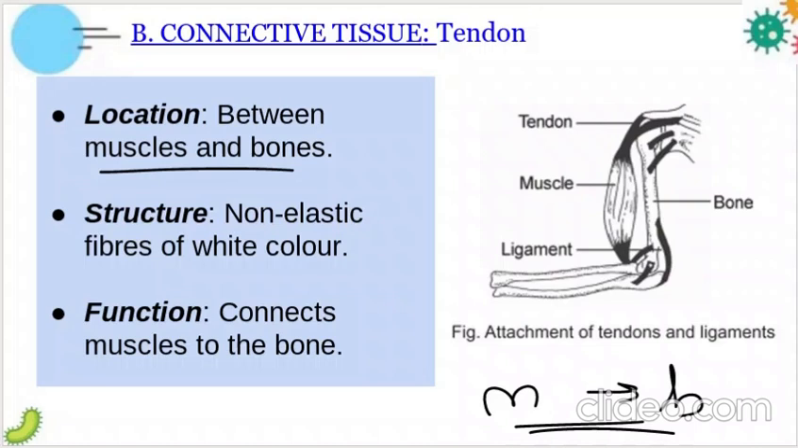Okay, they connect the bones and the skeletal muscles, right? They are not that much elastic, but yes, they have fibers of white color, whereas cartilage has yellow. So these are the functions, and they connect muscles to bones. Here, if you see, a muscle and a bone is connected with a tendon, and bone to bone is connected by the ligament.